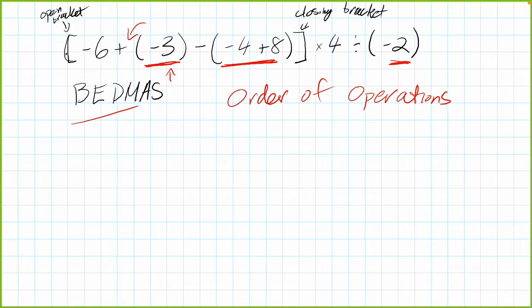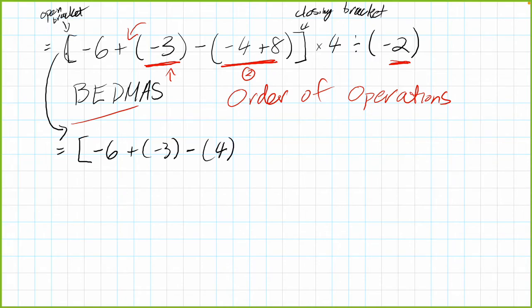The second one here, there are 2 numbers in this bracket, so we can simplify these. This is not best practice, but I'm going to jump this little line here. That -4 plus 8, if you put those together, you're actually going to end up with +4. So I'm going to rewrite the rest of this. I have open bracket, -6 plus -3 minus, and then that becomes a +4. Then we have a closing square bracket multiplied by 4 divided by -2.